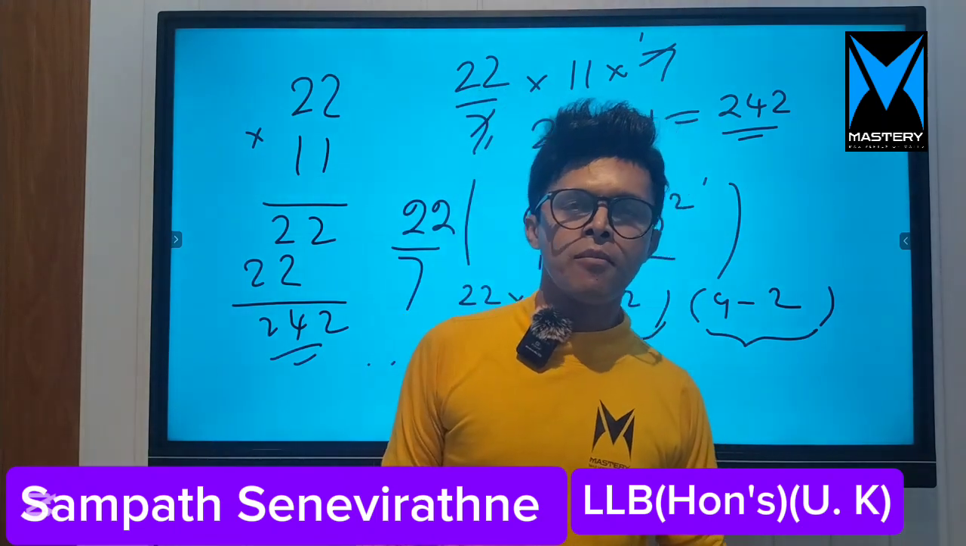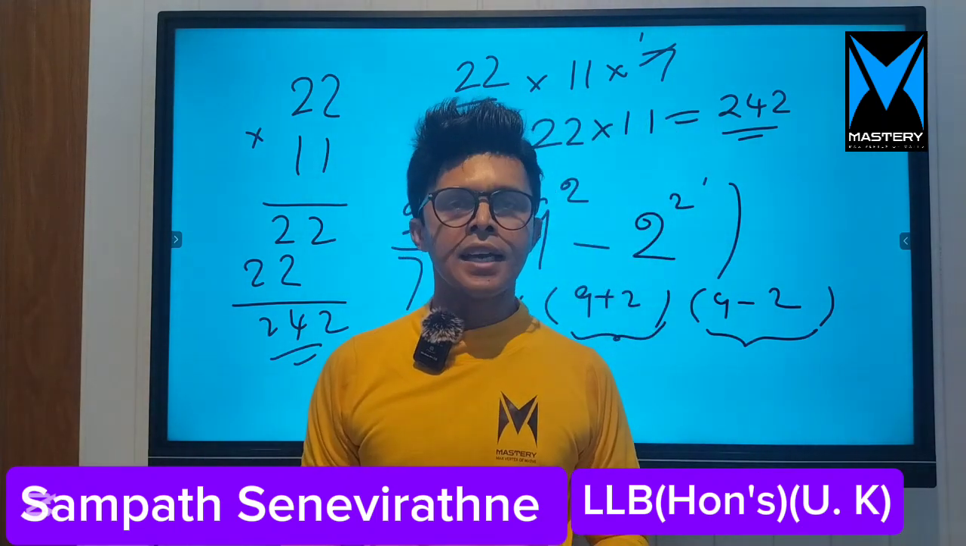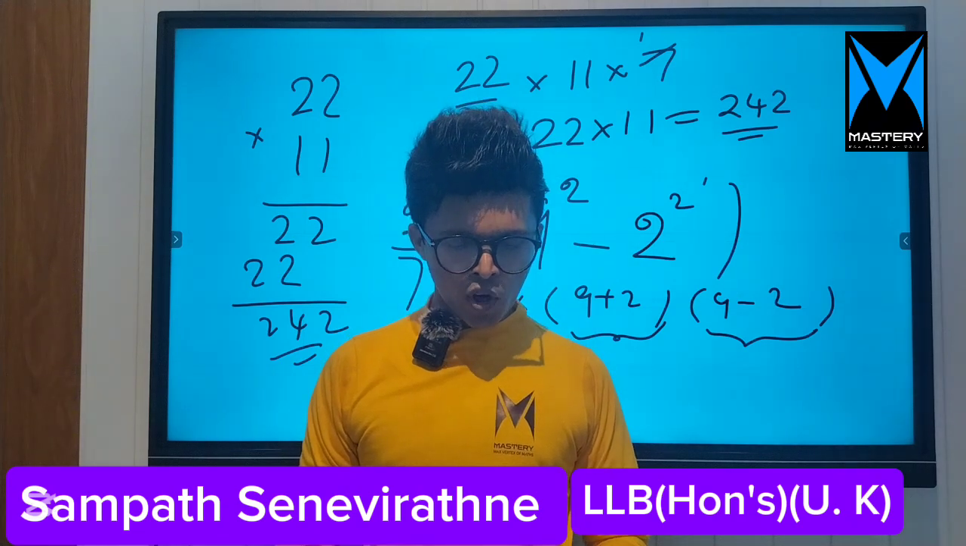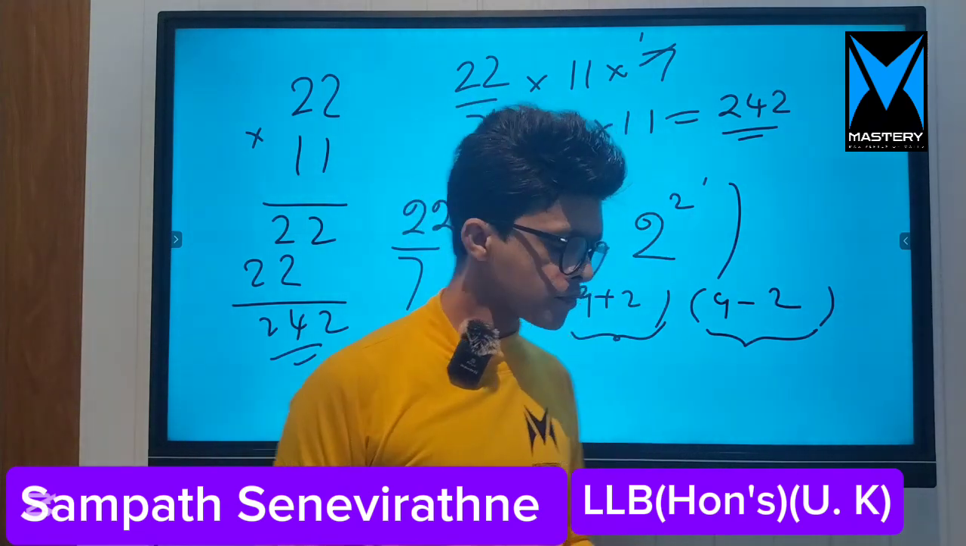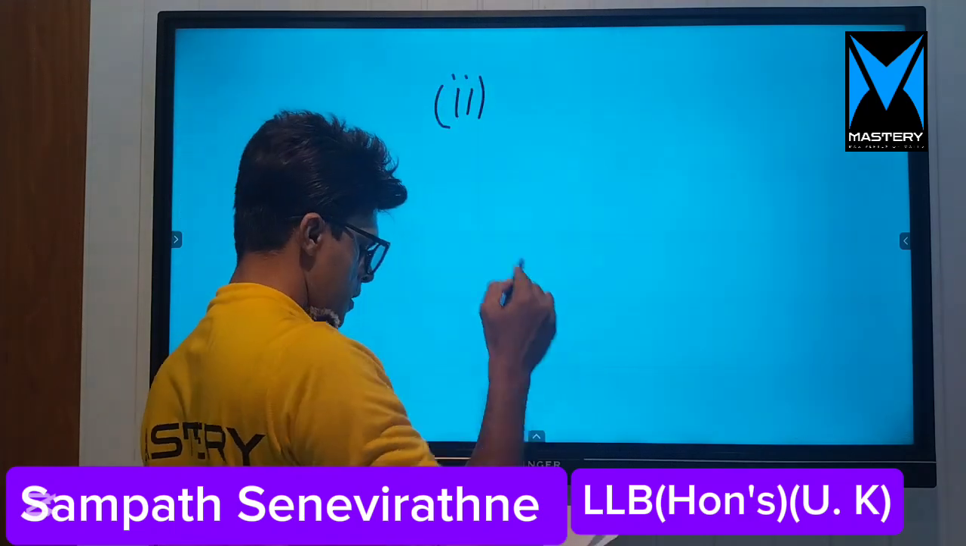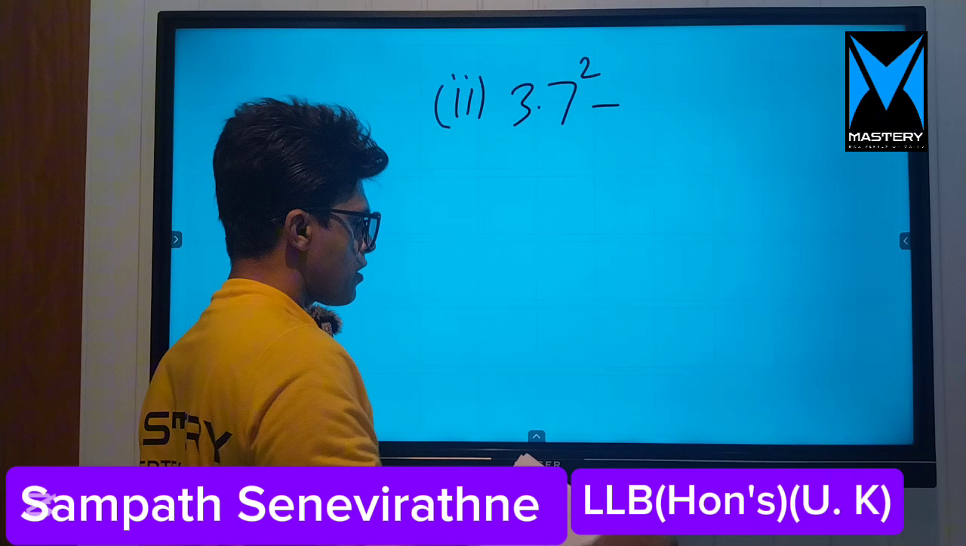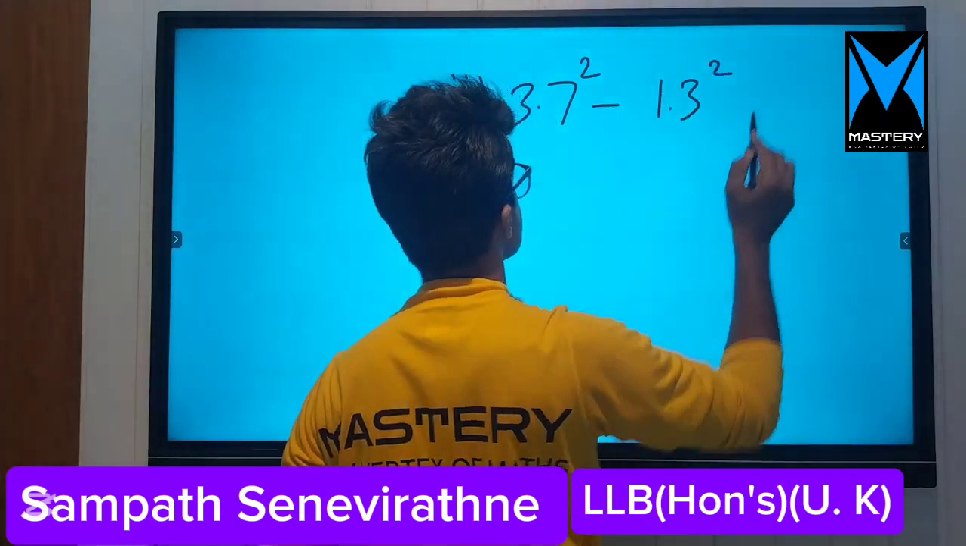This sum is also a very important one. So simplify again and again, then you are able to improve your knowledge of maths. The second part of this one should also be simplified using the knowledge of factors: 3.7 whole square minus 1.3 whole square.